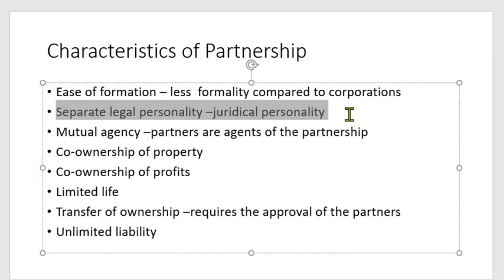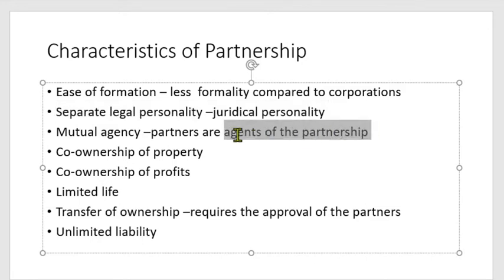So, yung business entity concept applies here because yung kung sino yung may-ari, yung mga partners, they are separate personalities to the partnership.